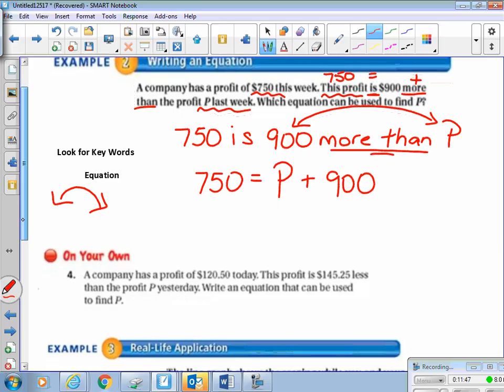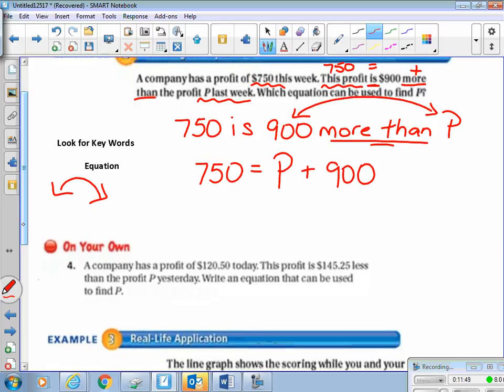See if you can read the next one, look for some keywords, and see if you can write your own equation that matches it. Read it, write your equation, and then come back and check your work. A company has a profit of $120.50 today. This profit is $145.25 less than the profit P yesterday. Write an equation that can be used to find P.